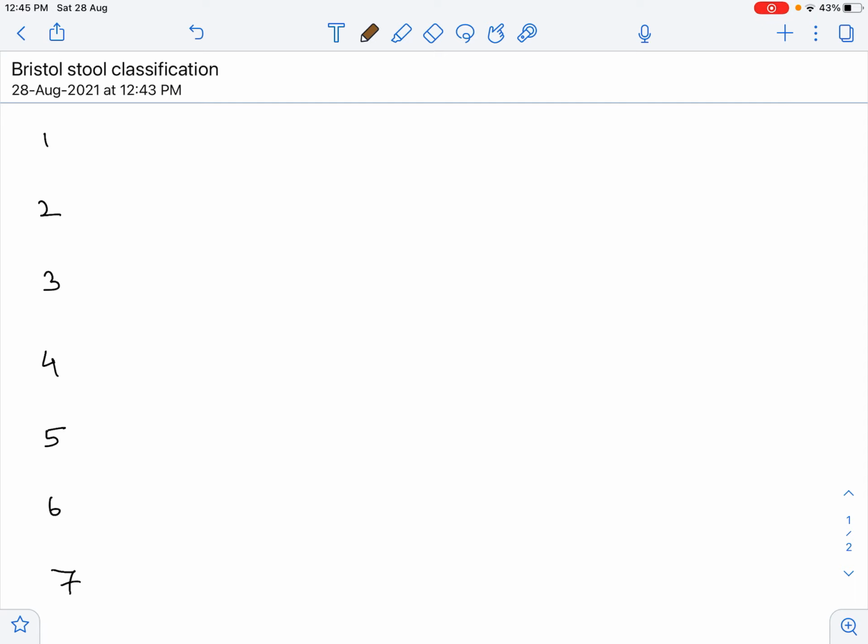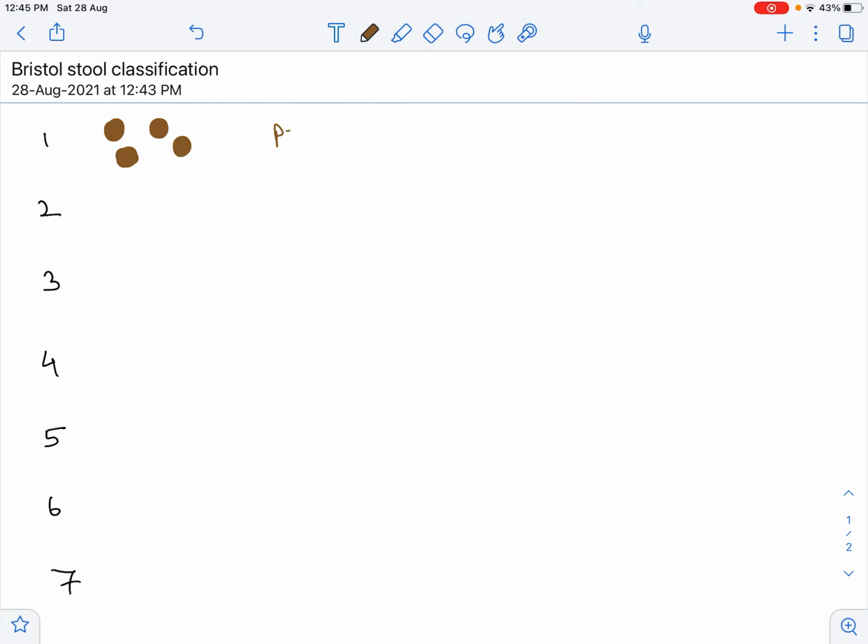At one end of the spectrum, that is 1, you have solid stools. It starts with solid and then it ends up with liquid stools. So, 1, you have separate hard lumps. These can also be called pellet stools or goat-like stools, and these are hard lumps and are difficult to pass.